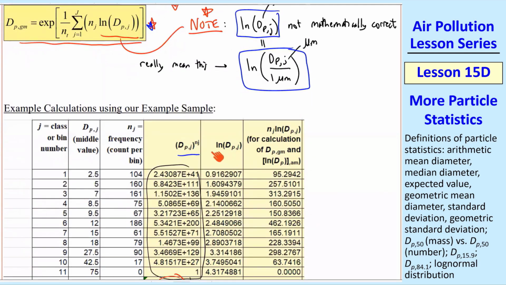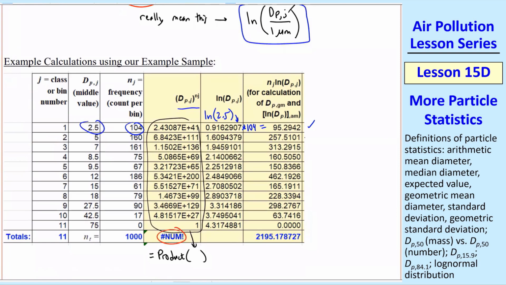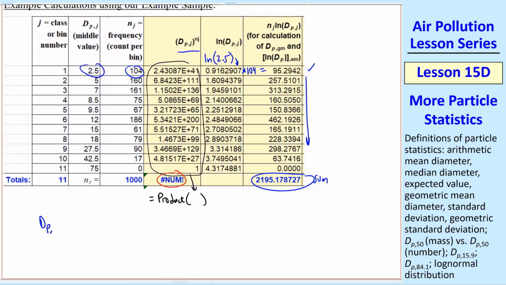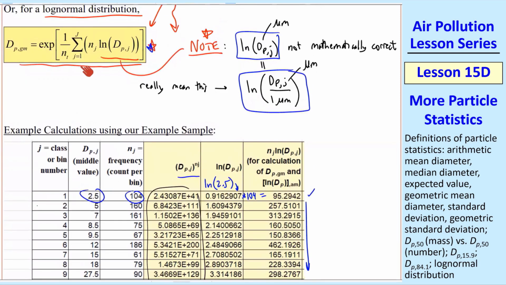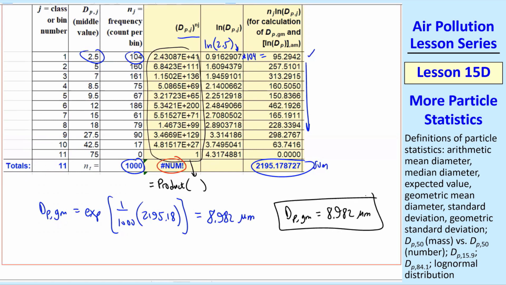I made 2 more columns, natural log of dpj, of course, meaning this, and then nj times natural log of dpj so that I could sum those. And we can verify, take the natural log of 2.5, we get that, and then multiply that by nj, which is 104, and I get 95.29. And in Excel, you fill that down, and then we just sum everything up in that column. And then dpgm from our equation here is exp of 1 over nt, which is 1,000, times this sum 2195.18, and I get 8.982 microns as my answer.